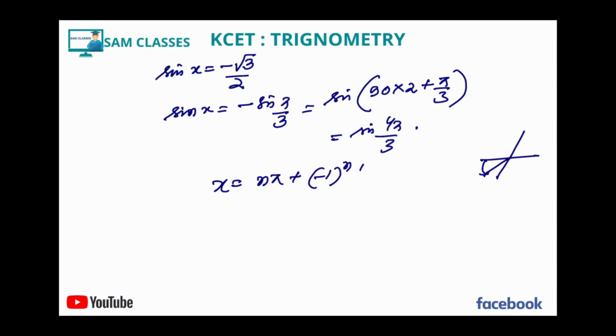Now what you can do, directly we can use the formula x is equal to n pi plus minus 1 whole power n into 4 pi by 3. So if I put n equal to 1, we'll get the answer. If I put n equal to 2, we'll get the other answers, the general solutions. Clear? So this way we solve this kind of question. So don't worry. You can put up questions also and we'll try to sort it out.